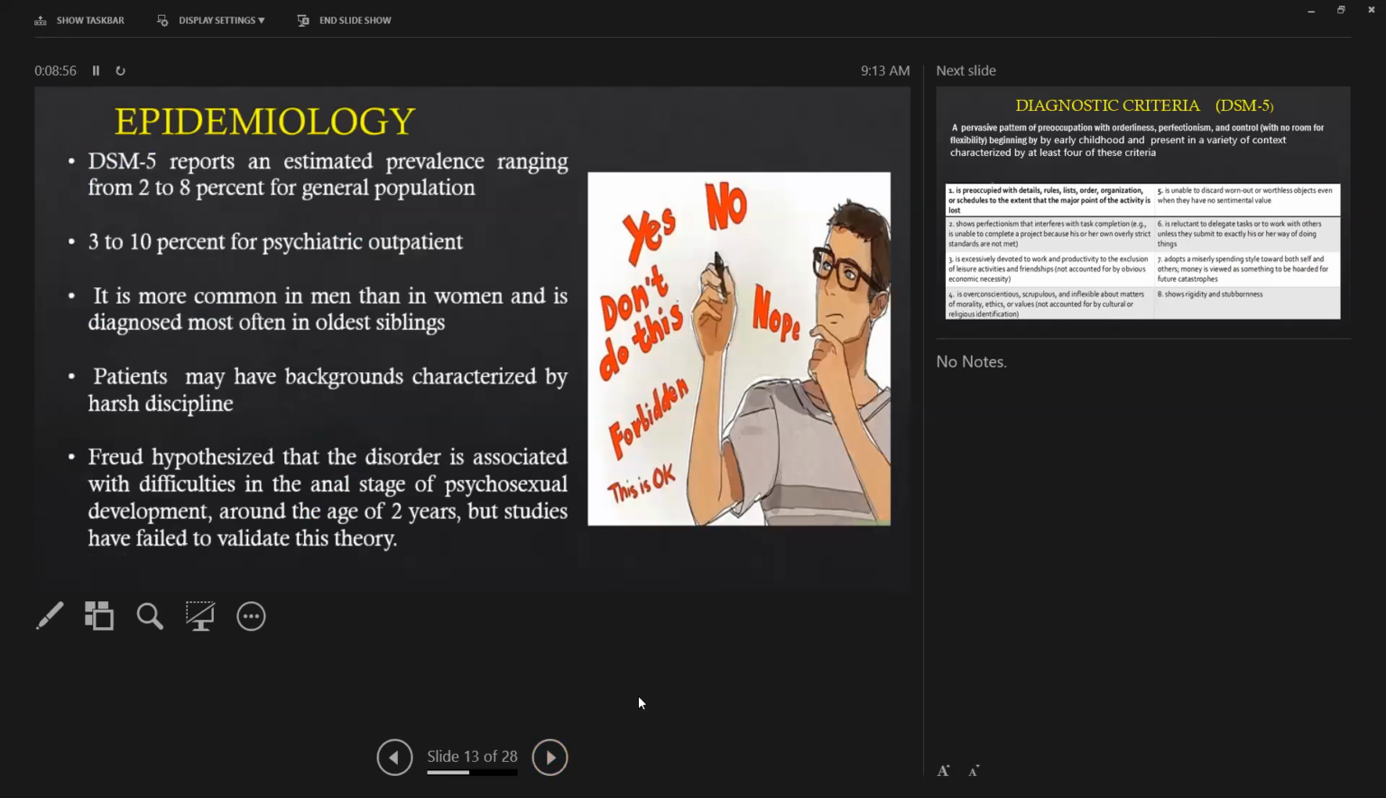Epidemiology: DSM reports an estimated prevalence ranging from 2 to 8% for the general population and 3 to 10% for psychiatric outpatients. It is more commonly seen in men than in women and is diagnosed most commonly in the oldest sibling. The patient may have a background characterized by harsh discipline. Freud hypothesized that the disorder is associated with difficulty in the anal stage of psychosexual development around the age of 2 years. But any study have failed to validate this theory.